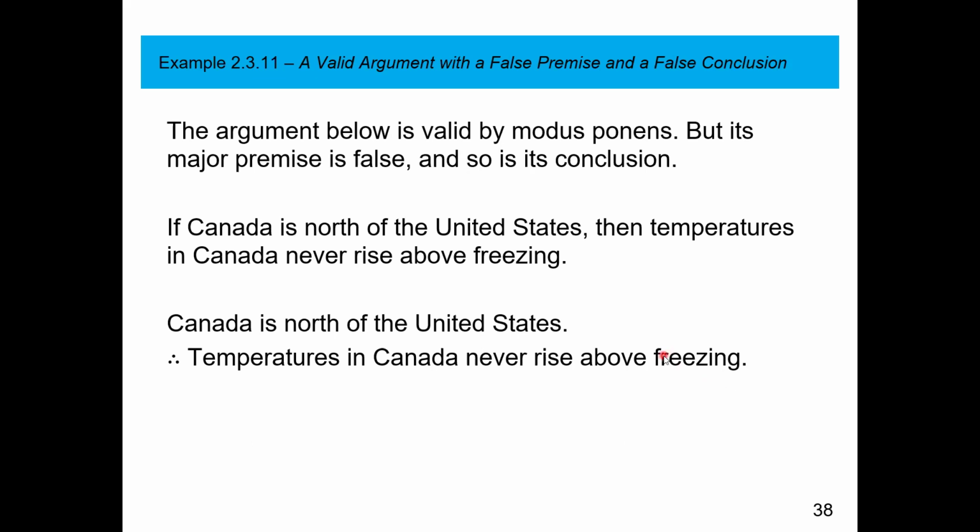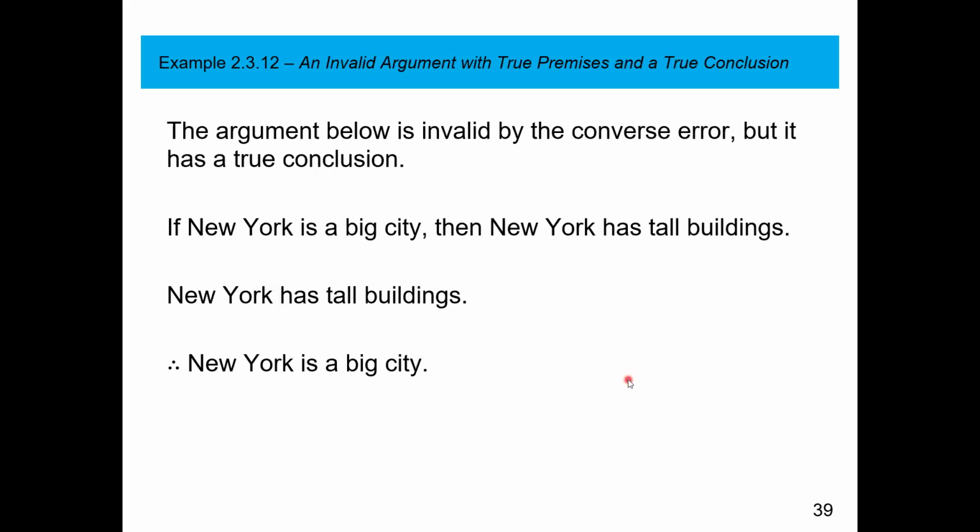Now, the problem with this is that you and I can look at this and be like, no, Canada does get above freezing just because it's north. If there's any Canadians in here, I apologize. But this is an example to show that sometimes we focus on whether or not something is true rather than the question of does it have an actual answer? Conversely, here's another one.